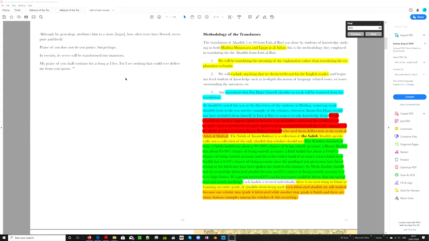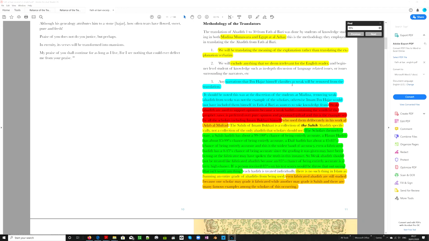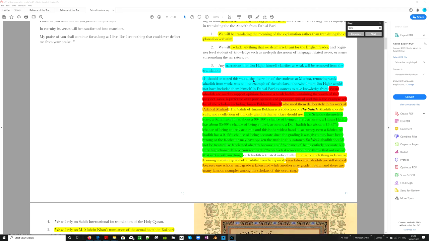Now, skipping forward to the final section, let's look at the methodology of the translators. The translation of the hadith was done by students of knowledge studying both Medina Munawwara and Egypt at Al-Azhar. This is the methodology they employed in translating the hadith from Fath al-Bari. We will be translating the meaning of the explanation rather than translating the explanation verbatim. We will exclude anything that we deem irrelevant for the English reader. Narrations that Ibn Hajar himself classifies as weak will be removed from the translation. It should be noted that this was at the discretion of the students at Medina.